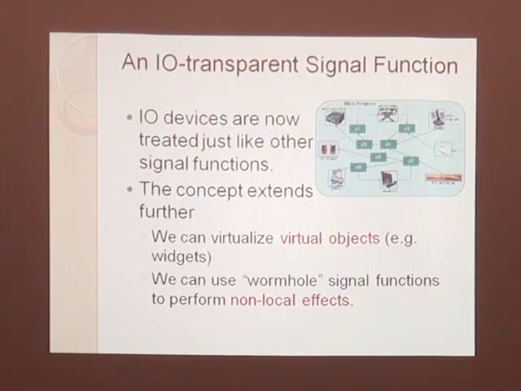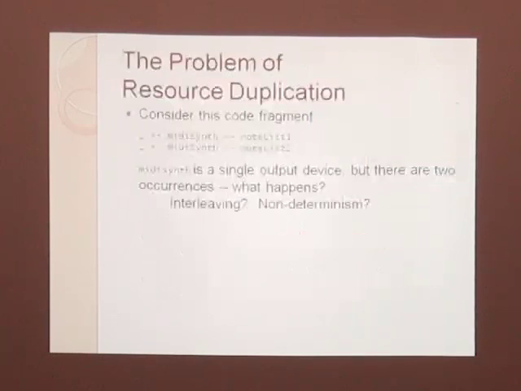We don't need to stop at I/O devices. We don't need to stop with a mouse. You can do this with a widget, right? Or something on the screen, something virtual. And you can also do it with non-local effects. So you can even have a random number generator. You can think of it, even though it may have a seed from the operating system, you can use it as a signal function. It's nice to be able to just have your signal functions right there.